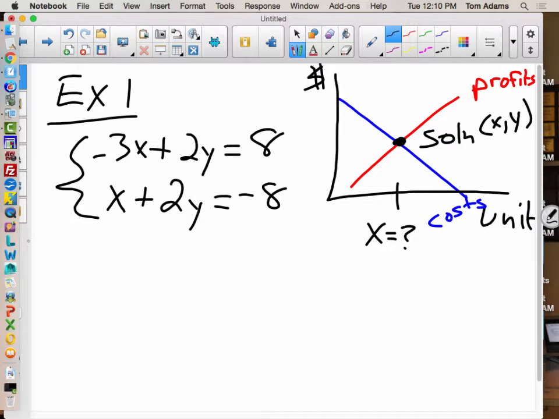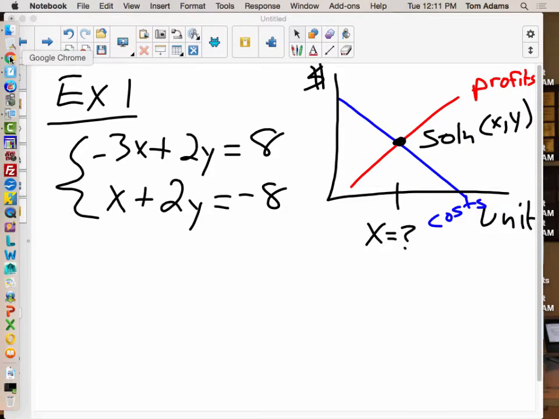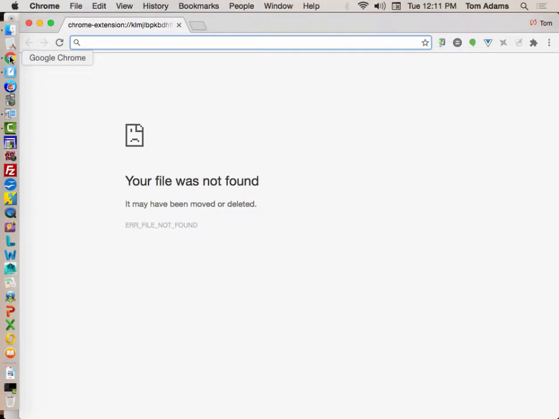Well, example number 1 gives us 2 equations. These are both linear. Negative 3x plus 2y equals 8, and x plus 2y equals negative 8. There's lots of ways that we could solve this. For example number 1, we're just going to do it graphically. Now, your calculator can't graph things this way. But Mr. Adams does have a website, and that website will let us graph it written in the standard form. That's the main reason I put it on there.